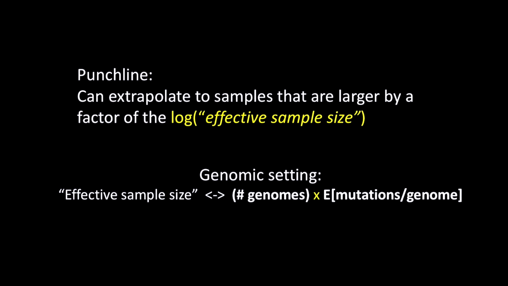And I guess the punchline is you can extrapolate to samples that are larger by a factor of this logarithmic effective sample size. And in this genomic setting, the effective sample size is kind of the number of genomes multiplied by the number of mutations you see per genome. So this is actually quite a big number. I'll put some plots up.